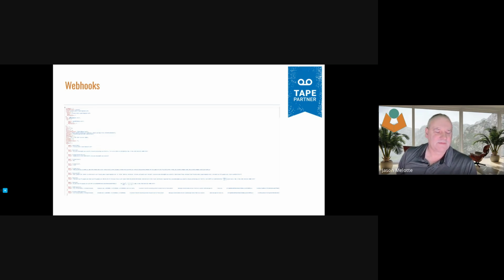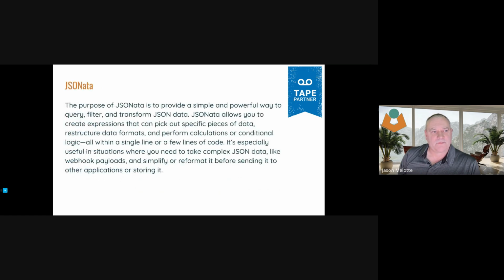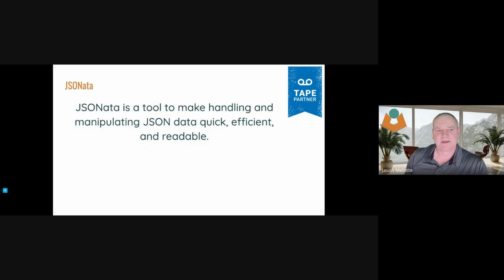It's a real one. It's an email coming into Tape. So you can see it's a bit complicated, and pulling all the information out and putting it into Tape can get a bit fiddly. But that's where this JSONata tool comes in. It basically makes handling and manipulating JSON data quick, efficient, and readable, unlike that description. So why do we want to use it?